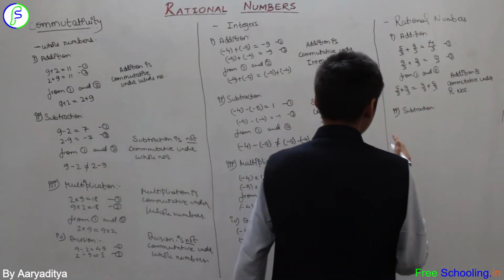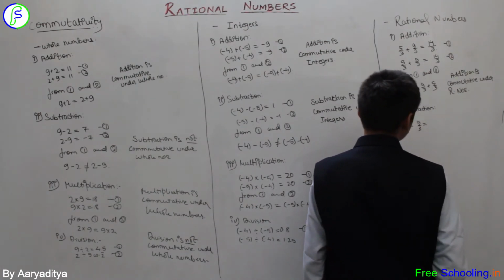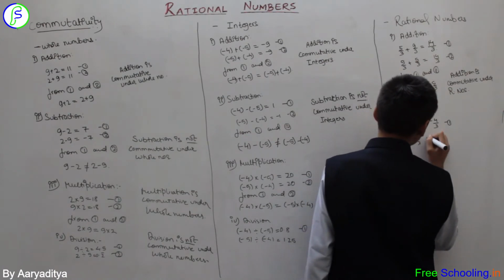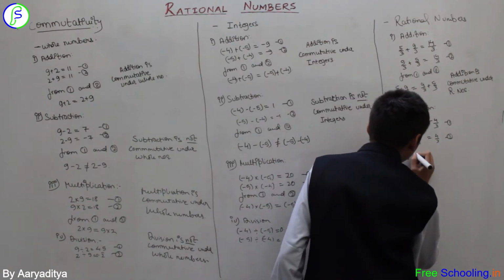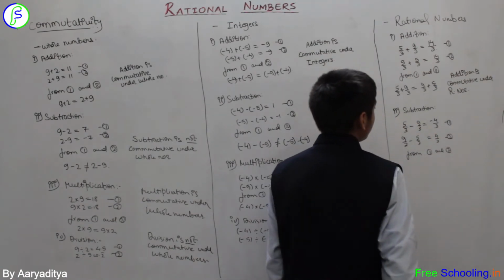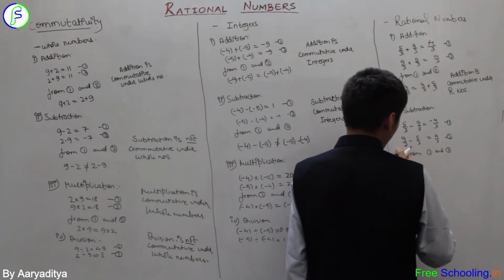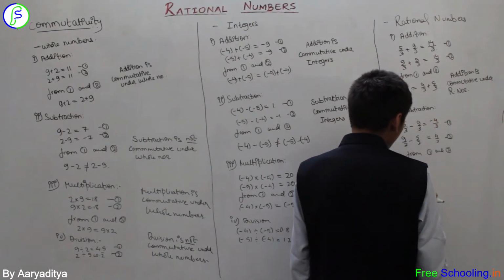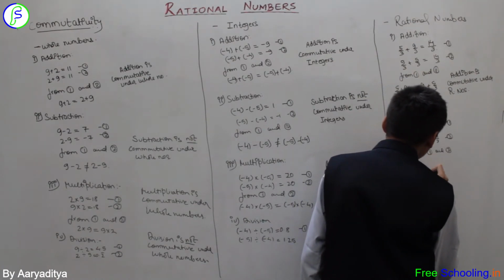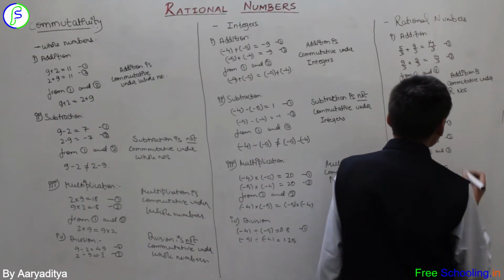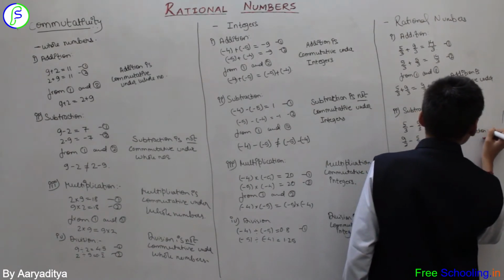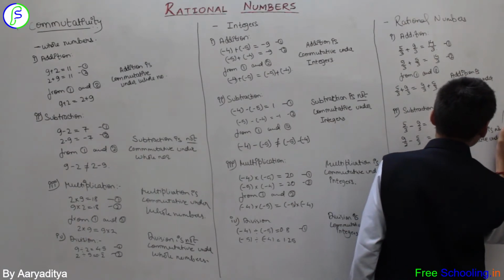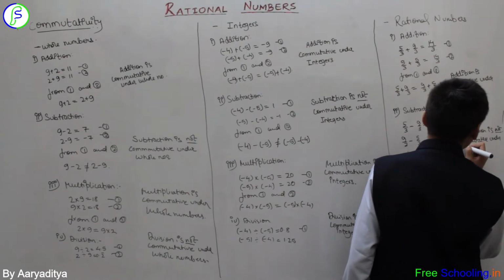Okay, and now let us do subtraction. Again, let us take the same examples. 5 by 3 minus 9 by 3 is equal to minus 4 by 3, equation 1, and then 9 by 3 minus 5 by 3 is equal to 4 by 3, equation 2. But minus 4 by 3 is not equal to 4 by 3, therefore 5 by 3 minus 9 by 3 is not equal to 9 by 3 minus 5 by 3. Statement: subtraction is not commutative under rational numbers.